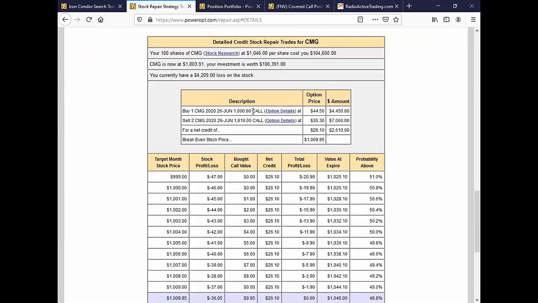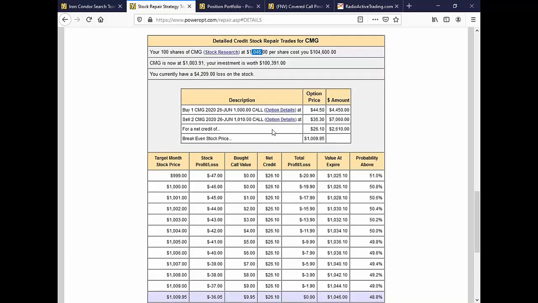What this tool did is it calculated all potential ratio call spreads, meaning I'd buy one call at 10 for $0.445 and I'd sell two of these June 26 10.10 calls for $0.353. So I get a credit of $0.26. Okay, my cost basis was $10.46. I get 26 cents, so my break even's $10.20. How is it showing me at $10.09?